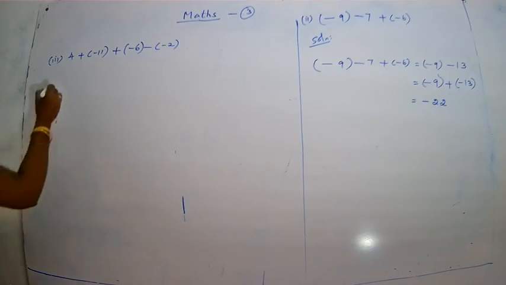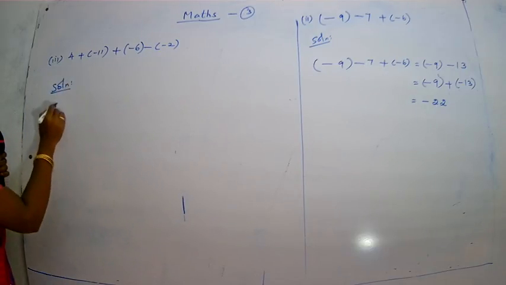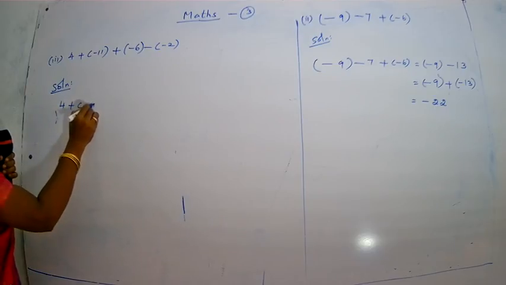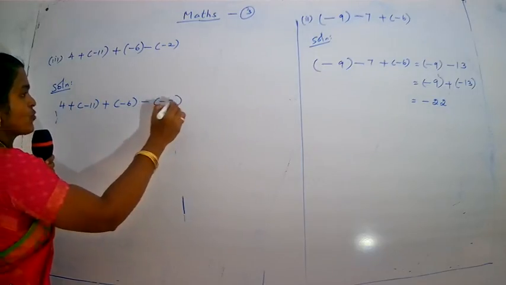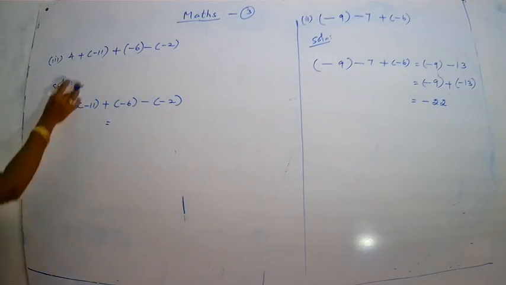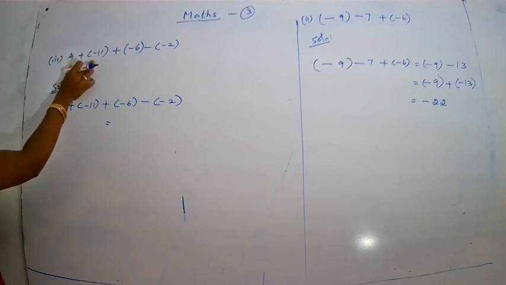Okay, now see the question. Listen, all of you listen. Stop writing. Okay. 4 plus minus 11 plus minus 6 minus of minus 2. Now say the answer. 4 integers are given.